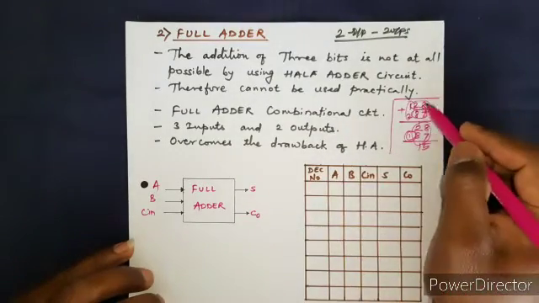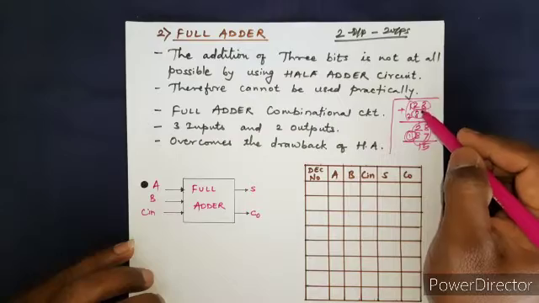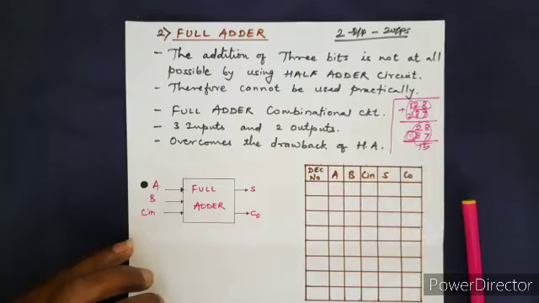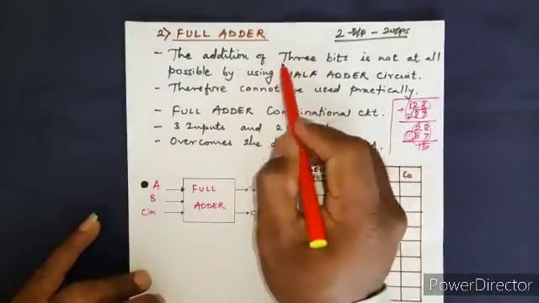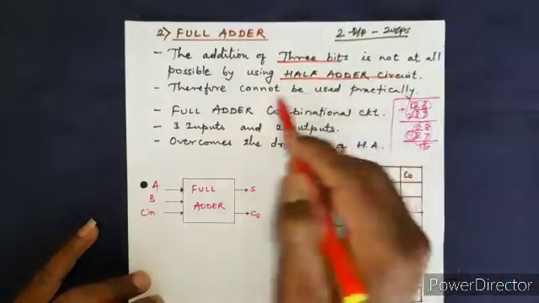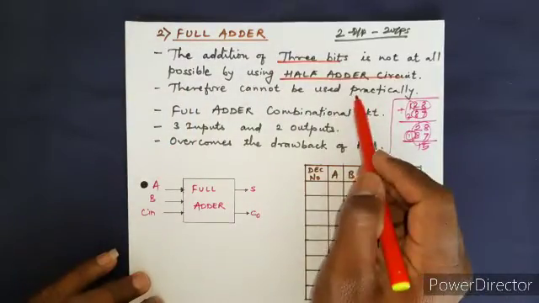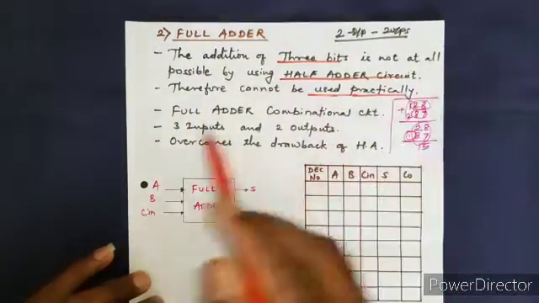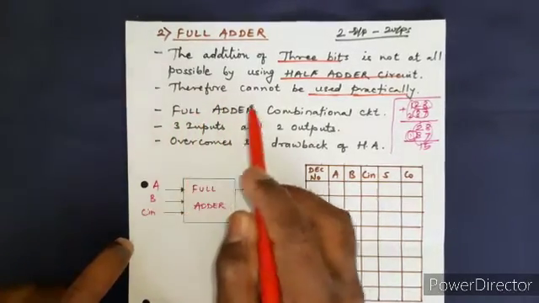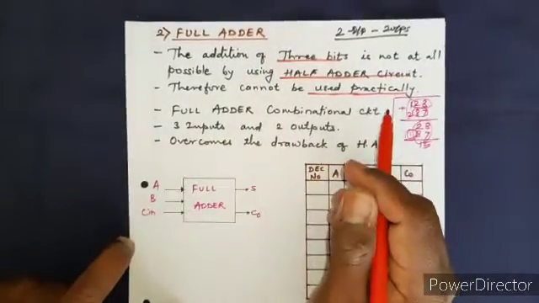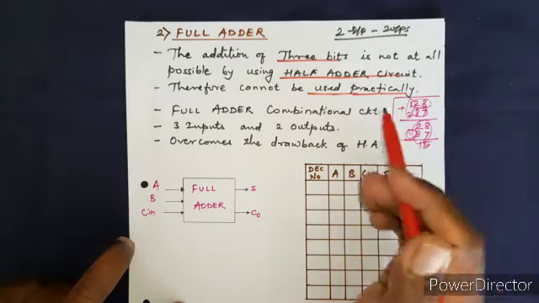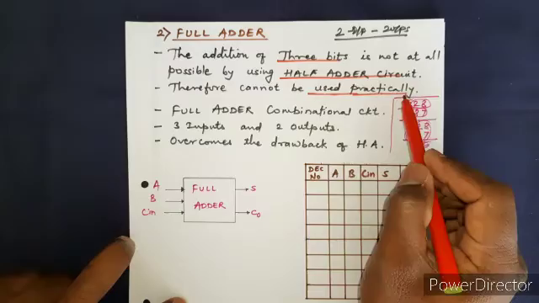To overcome this drawback or limitation, we use a full adder. The addition of 3 bits is not at all possible by using a half adder circuit, as I have explained here. Therefore the half adder cannot be used practically.